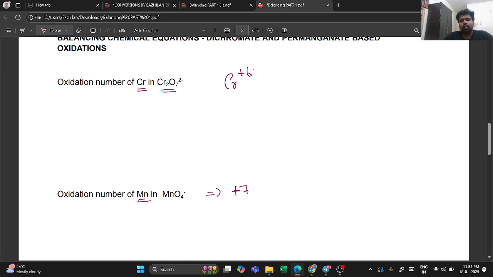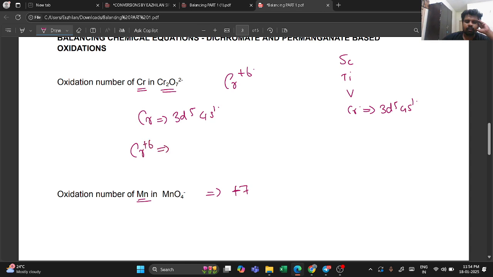Okay, what does it actually mean? See, we know that chromium is a d block element. Starting from scandium, we have titanium, then vanadium, then chromium. So chromium's electronic configuration will be 3d5 4s1. Am I correct? In +6 oxidation state, you have to remove 6 electrons, which means chromium has lost 6 electrons. So Cr +6 will have a 3d0 4s0 configuration, which means chromium has no electrons present in the outermost orbitals.